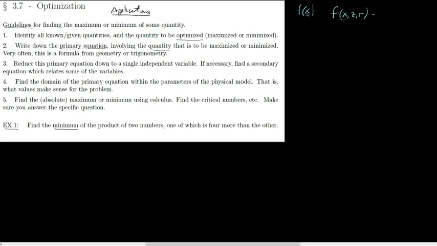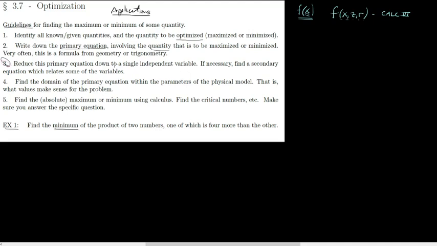If you want to know how to deal with functions of more than one variable, you'll have to wait till calculus 3, multivariable calculus. So until we're able to deal with this, we have to reduce everything down to a function of one variable, right? And so that's going to be this step 3 here. Step 3, you're going to be reducing the primary equation to a function of one variable.